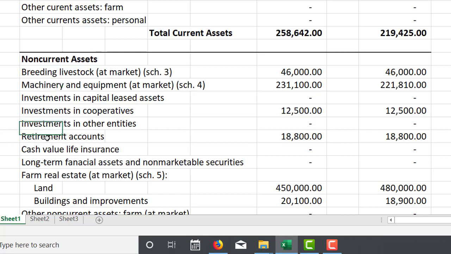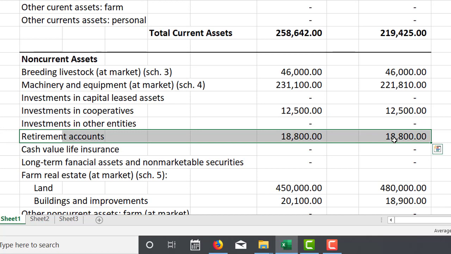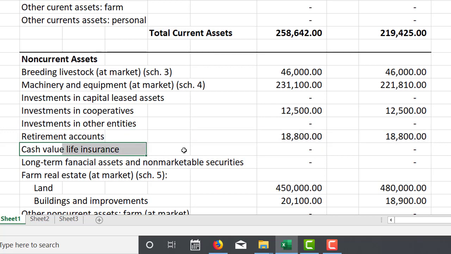Investment, other entities, retirement accounts. Again, we sometimes see the farm assets and the household assets commingled, and so the retirement accounts are listed as a non-current asset on this particular balance sheet. Cash value life insurance.